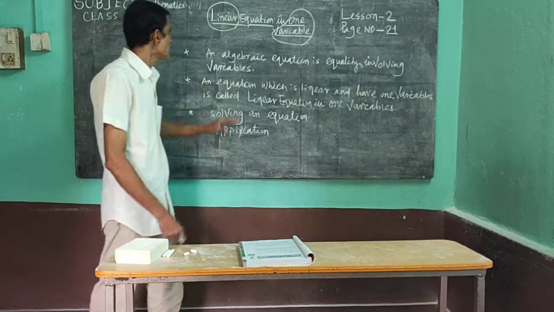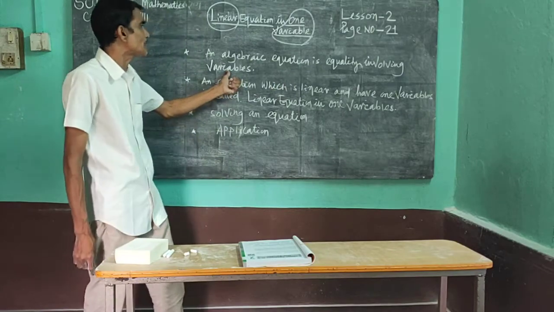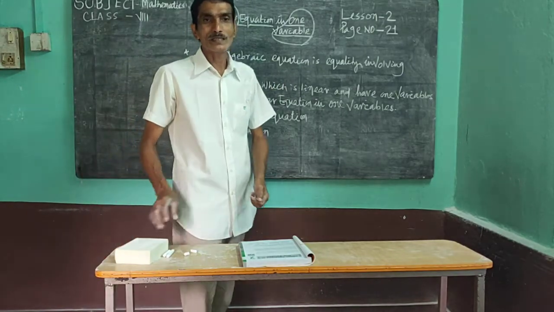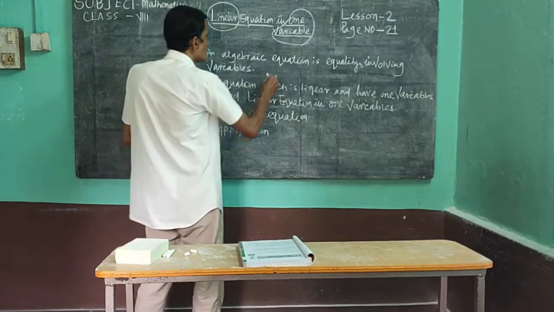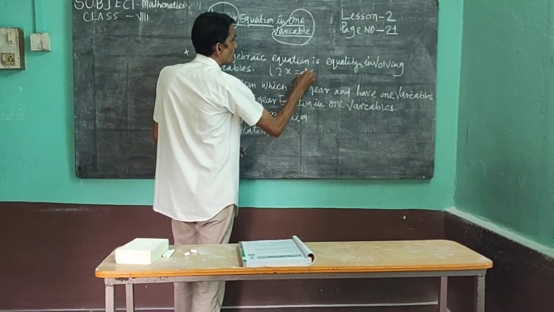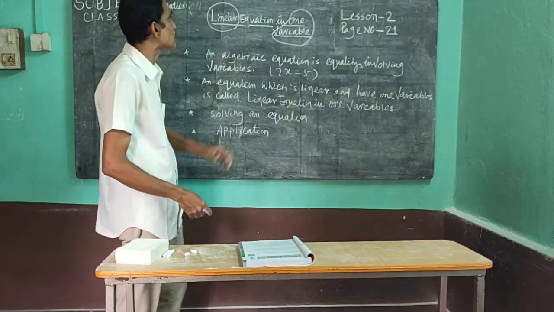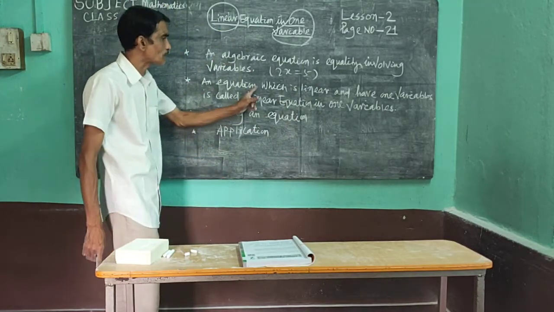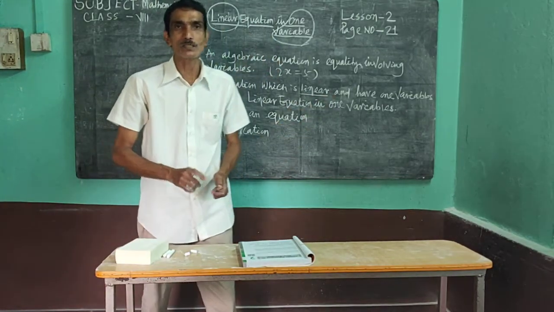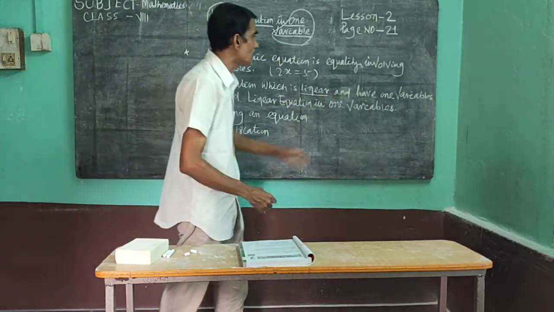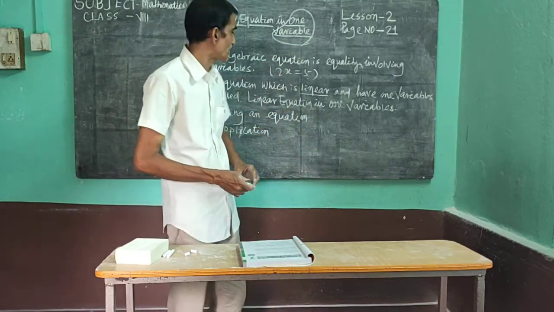My dear students, an algebraic equation is an equality involving variables. When there is an equation, it must have equality. For example, 2x is equal to 5. This is an equation. And what is a linear equation in one variable? An equation which is linear, whose degree of the power is 1 only, and has one variable, is called a linear equation in one variable.